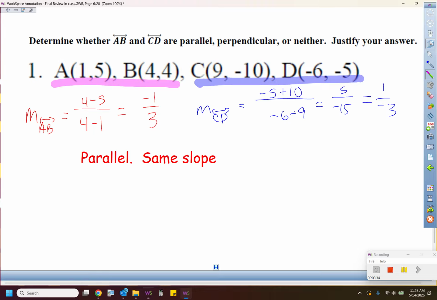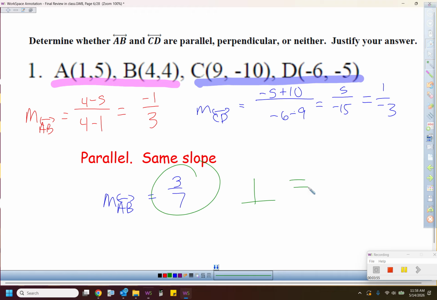I'm going to make up another one just for fun. Let's say you had the slope of line, you don't have to write it down, just watch. Slope of line AB, let's just say it was 3/7. What would the slope of the line perpendicular to it have to be if this guy was 3/7? Talk about it with your table. What would it have to be? -7 over 3. You see the opposite reciprocal.